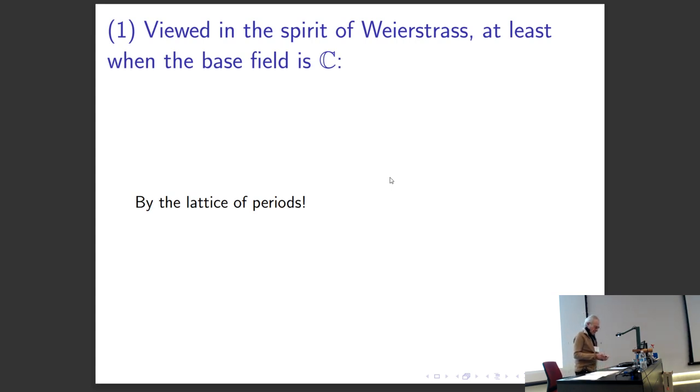So I get a complex vector space of dimension g because there are g regular differentials, and I get a lattice of rank 2g because that's the rank of the homology of the curve. So we get a lattice contained in C^g. We take C^g over that lattice lambda, and that will be our abelian variety, at least if we're over C, over the complex numbers.